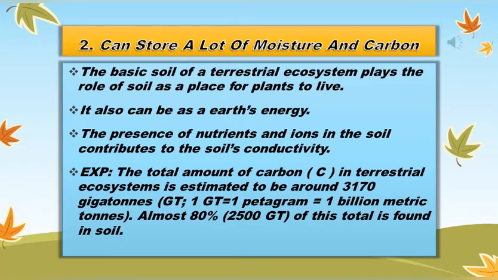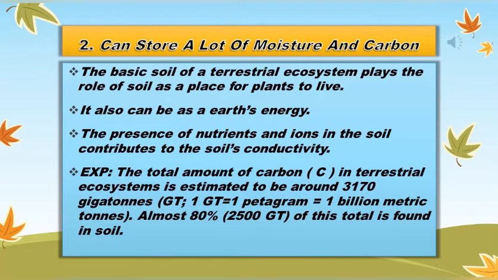Moisture and carbon storage occur much more readily in healthy soils with a high level of organic matter than in heavily tilled or degraded soil. Meanwhile, soil can also act as an earth energy. The soil carries an electrical current that can be measured, which is a little known fact among the general public. The presence of nutrients and ions in the soil contributes to the soil conductivity. The higher the soil conductivity, the better the growing and living environment for plants and animals. We can see that soil accounts for a sizable portion of the carbon found in the planet's terrestrial ecosystem.